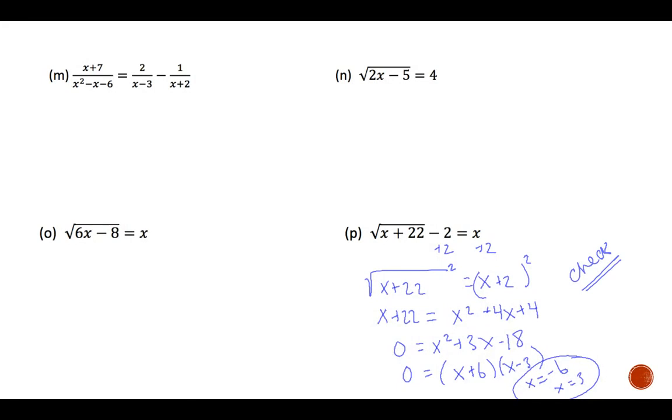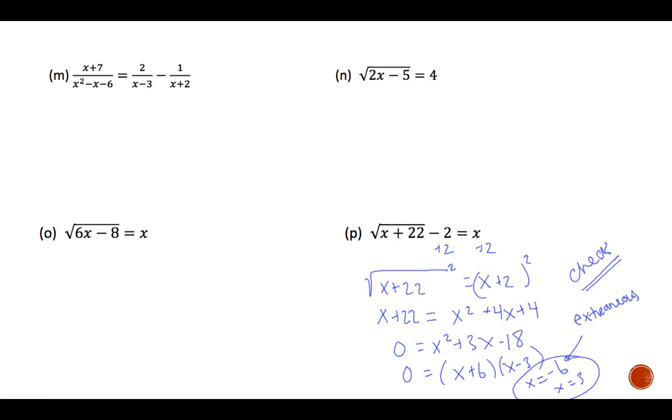Right, so if I plugged in negative 6 plus 22 is 16. So 4, right? Yeah, 4 minus 2 is 2, not negative 6. So this actually doesn't work. Remember what that's called? Extraneous. Right, it didn't work.